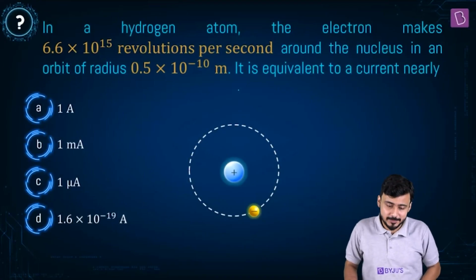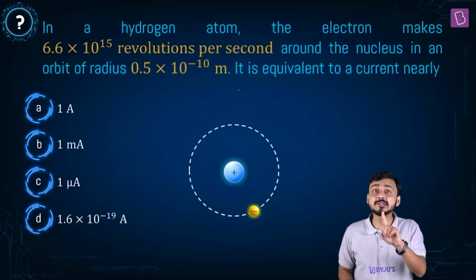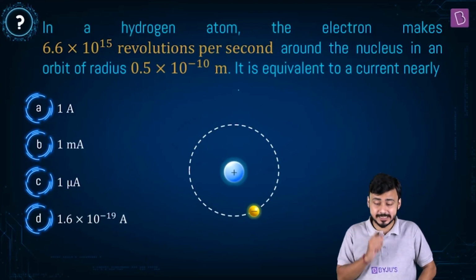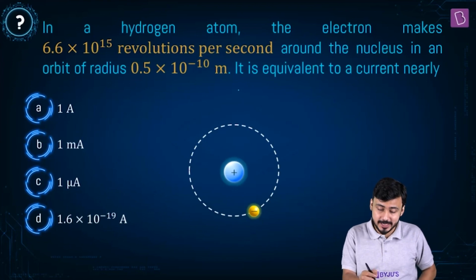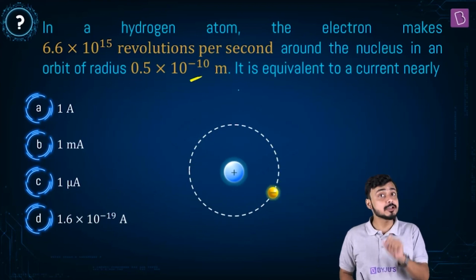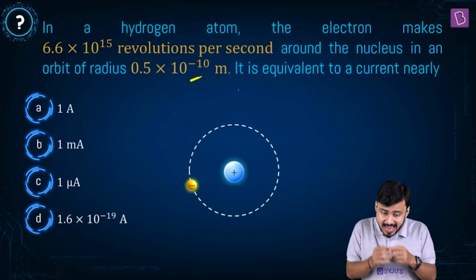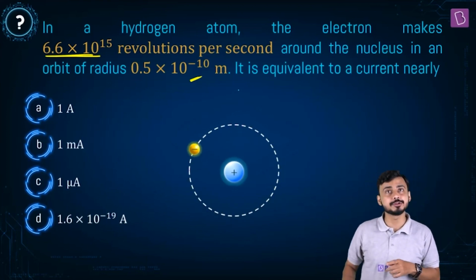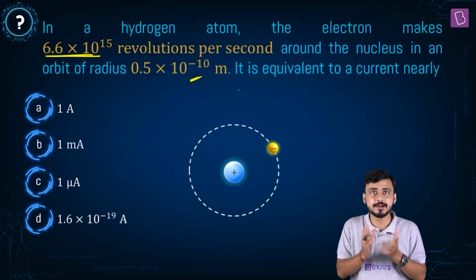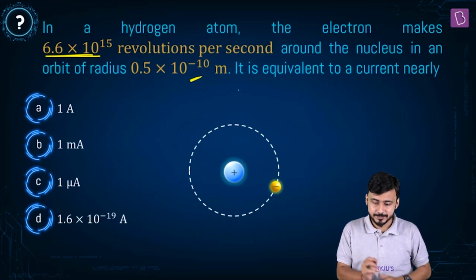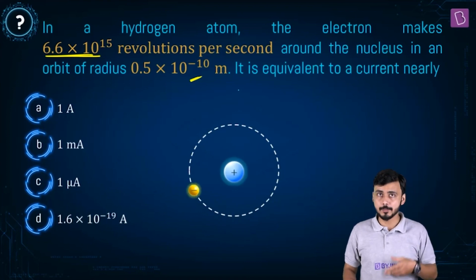Here the statement of the problem is, in a hydrogen atom, the electron makes 6.6 into 10 raised to power 15 revolutions per second around the nucleus in an orbit of radius 0.5 into 10 raised to power minus 10 meter. That means you have been given the radius of the orbit in which the electron is revolving around the nucleus, and you have been given the frequency of revolution as well. That is how many turns it takes in 1 second, right? That is what you mean by frequency. It is equivalent to a current nearly, and then there are 4 options.